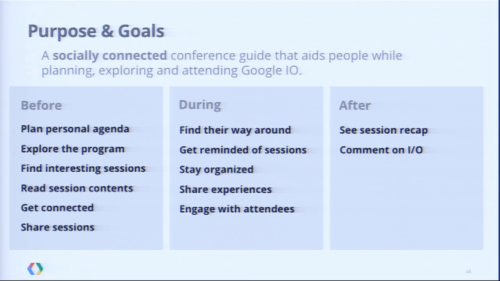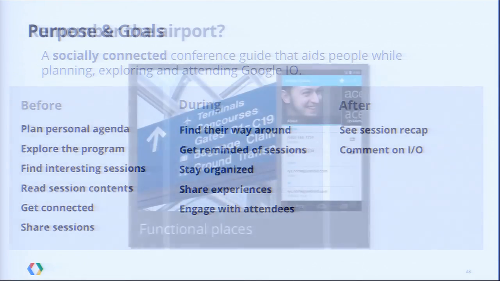To organize the goals a little bit, we divided them up into different buckets: before, during, and after. Before is mostly planning goals. Some of those goals will carry over into the during phase, but the during phase is mostly about personal organization and communication. We also want to service the after-conference aspect a little bit by allowing you to see a session recap so that you don't have to bring home the fat proceedings, and also share what you felt I/O was like for you. But clearly the meat for a conference guide is the before and during phase.